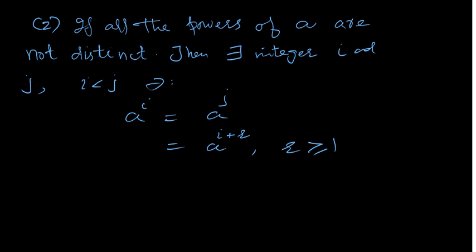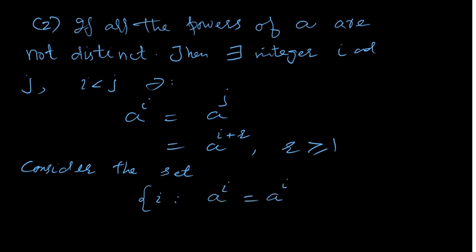Okay, now we define a set. Consider the set of those integers i such that a power i is equal to a power i plus r, where this r is greater than or equal to 1. Then this set is non-empty. It's a non-empty set of positive integers. Therefore, it has a least element. Let's denote this set by, say, A.